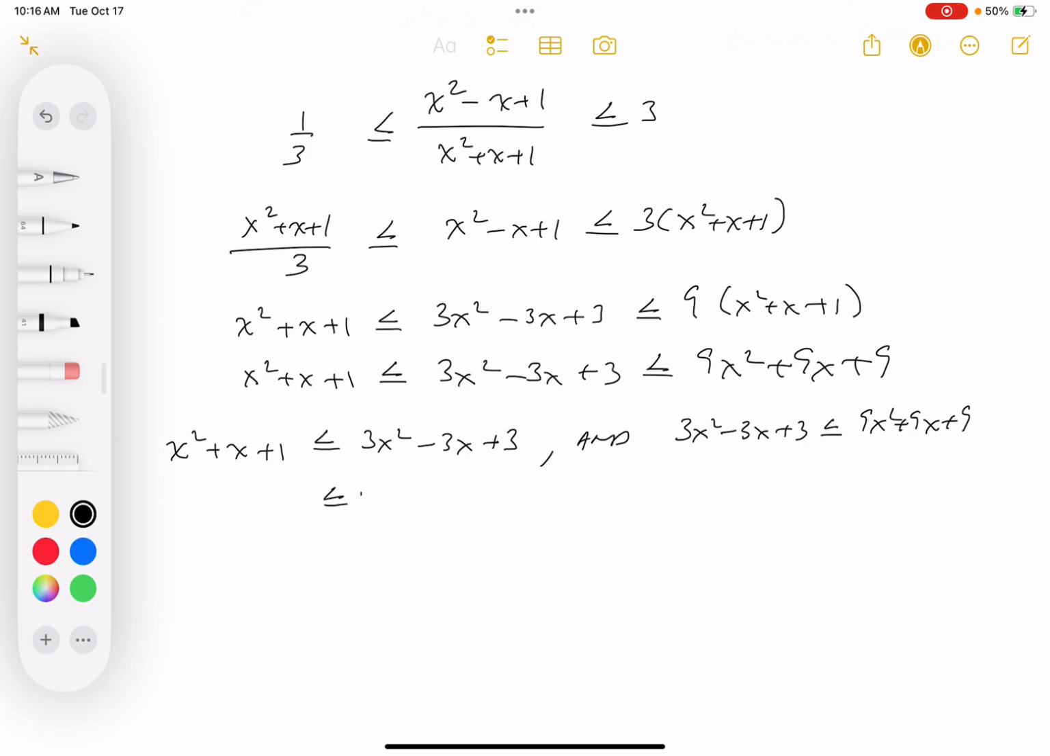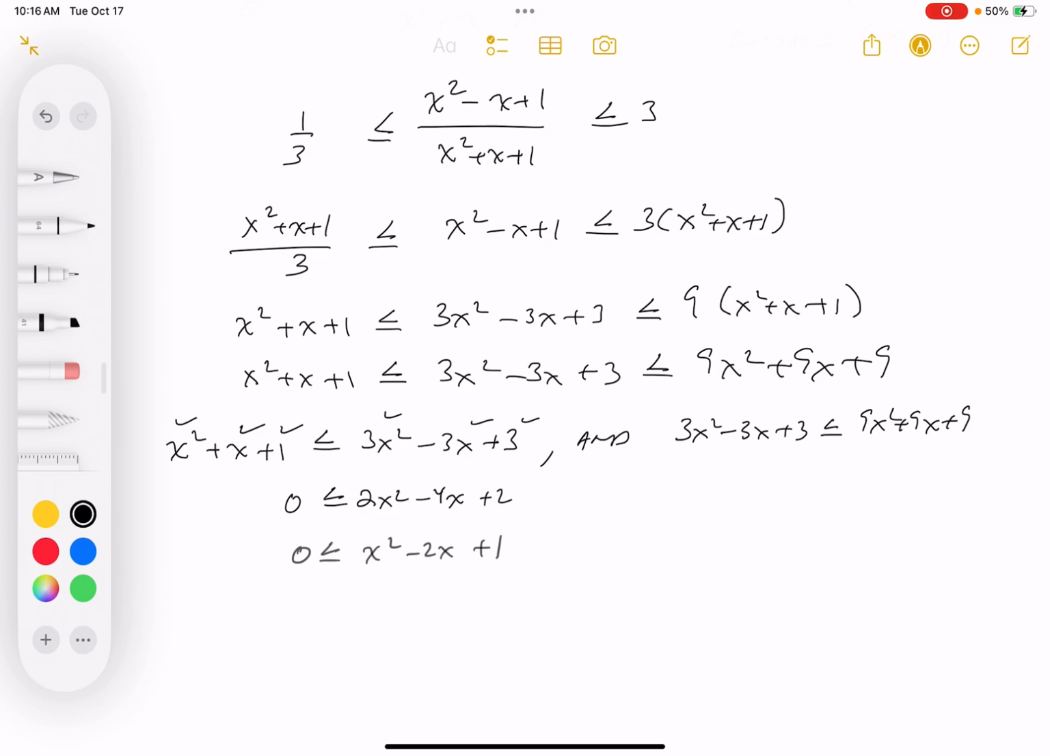So what do you get over here? It's going to be 2x squared. I subtracted x squared from both sides. I'm going to subtract x from both sides, that's minus 4x. And I'm going to subtract 1 from both sides, and that will be plus 2, greater than or equal to 0. Let me keep doing this. I'm dividing by 2. What do you get? 0 less than or equal to x squared minus 2x plus 1.